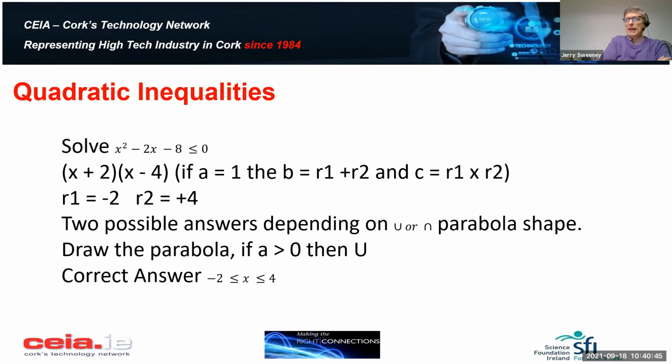If it was a hat, if it was minus x squared, then the answer would be it's less than or equal to 0 below minus 2 and above, greater than 4.